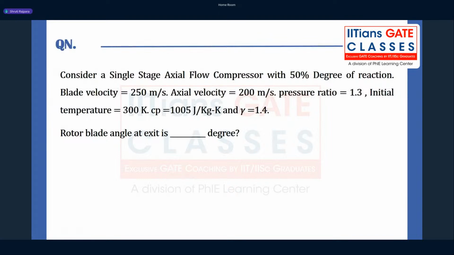Moving forward, they have given an axial flow compressor which has a 50% degree of reaction. So DOR is 50%.